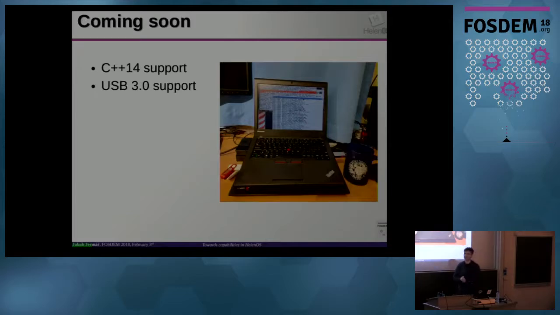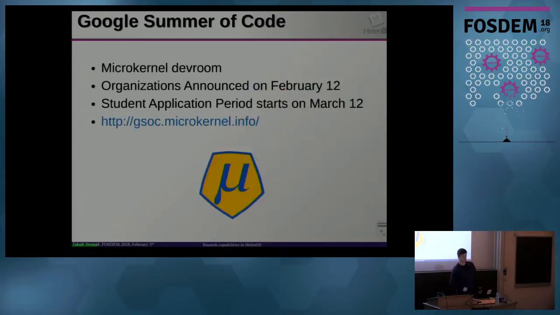As for things that are ahead of us, that will be soon, hopefully, merged into HelenOS, there is C++14 support, which will or should be ready sometime in February, and a USB 3.0 enhancement of our already existing USB stack. What you can see on the picture is a laptop of one of the USB 3.0 team members, which is of course running HelenOS and has a flash disk attached via the XHCI controller and some data is transferred from there. So that was the update and what's coming next.